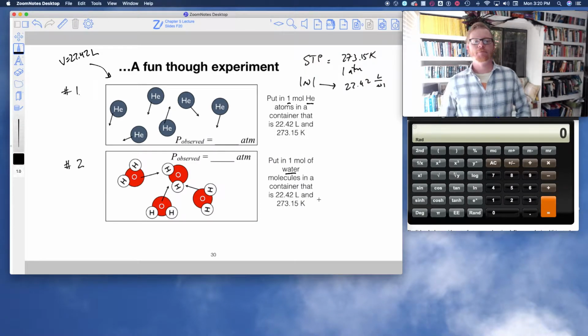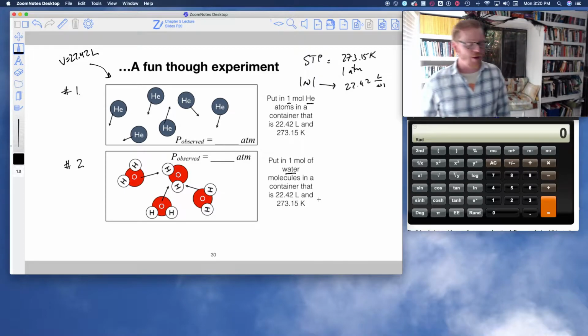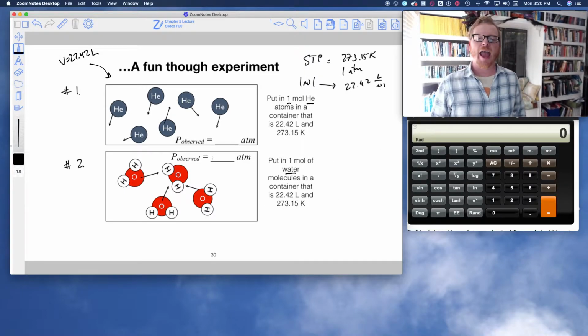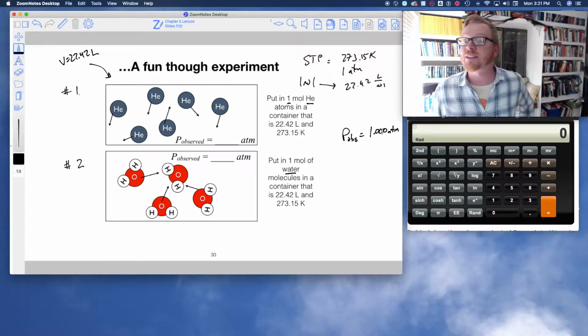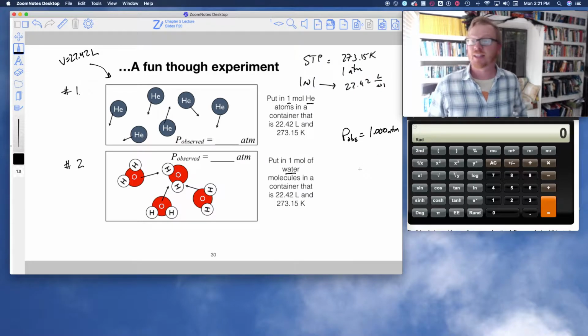Okay? I want you to think about this. Pause the video and think about this. And I want your answer choices. I'll give you 3 possible answer choices. Answer choices are P observed equals exactly, we'll say to 3 significant digits, 1.000 atmospheres. That's one possibility. Other possibility, P observed is less than 1 ATM. And your third and final possibility, P observed is greater than 1 ATM.